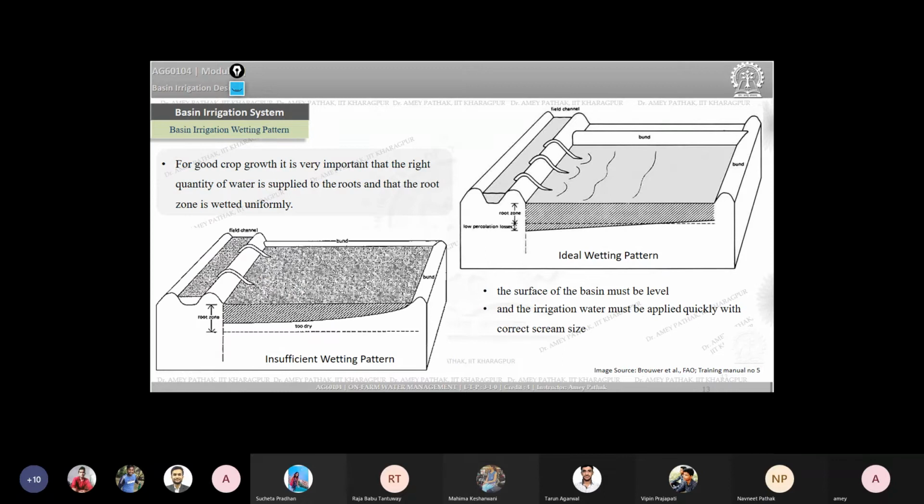Now let's see the wetting pattern of the basin irrigation system. We may have seen this kind of diagram before, but let's see it in the context of basin irrigation. This is the field channel, and through siphoning we are adding water. It can be added by any means. We can have a gate here and allow water to enter into the basin. So this is your surface.